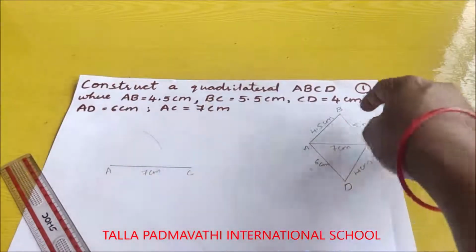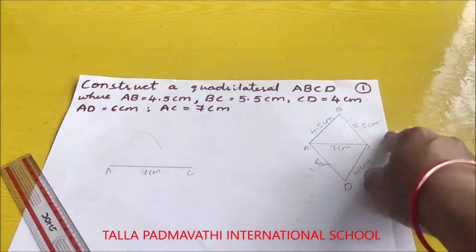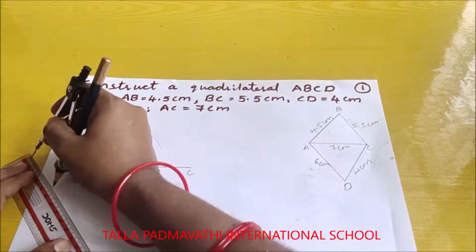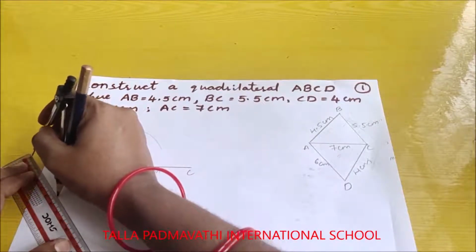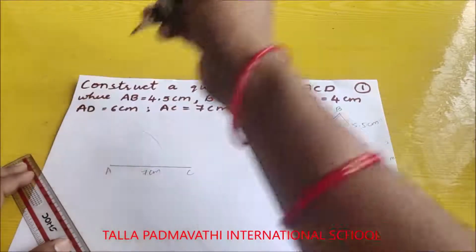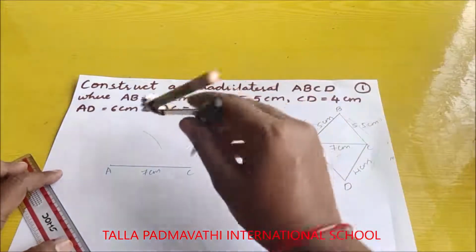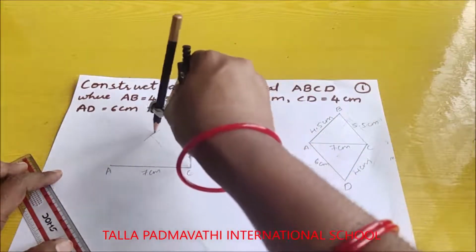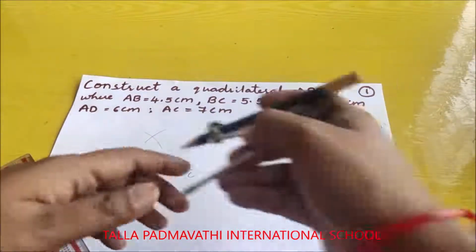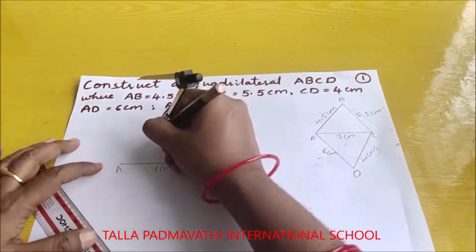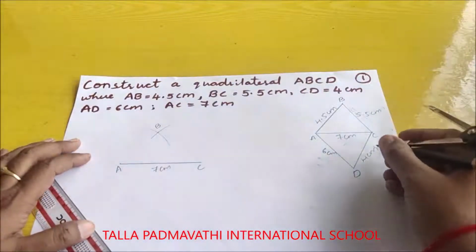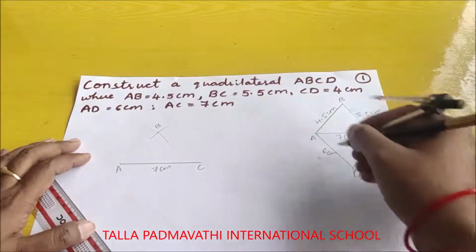And next, BC is, children, 5.5 centimeters. So by using the compass and scale, again you measure 5.5 centimeters. Now with C as center, draw an arc by cutting the previous arc. Now this point is what, children? This point is B.